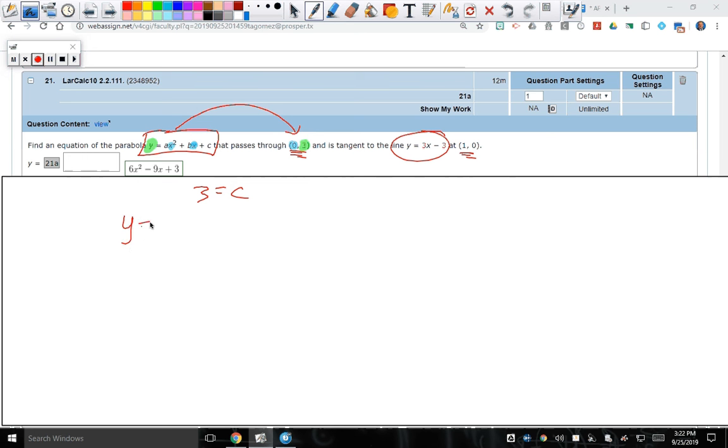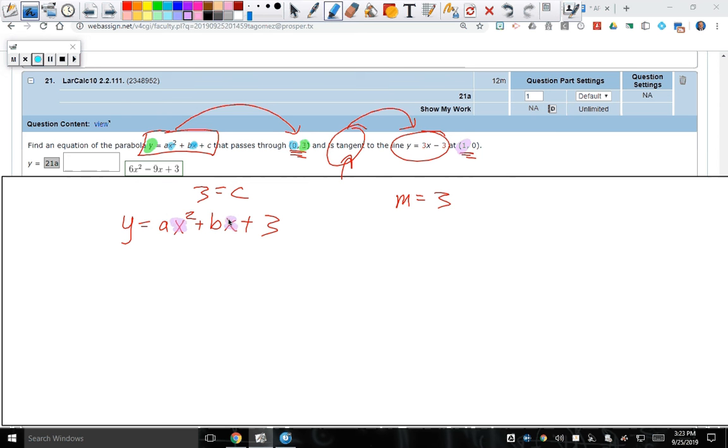So what my equation actually really is, is 3. Based off of that point. Almost thinking of it like a y-intercept. Are we good? Okay. So now, it's tangent to this line. What are we going to steal from this line that we care about? The slope. What's the slope? 3. Go with me?